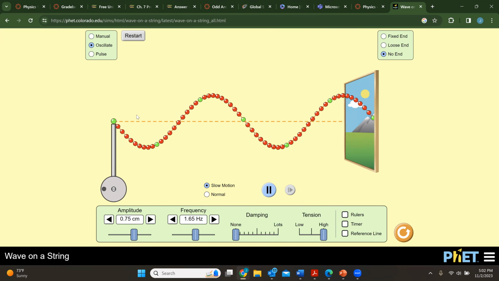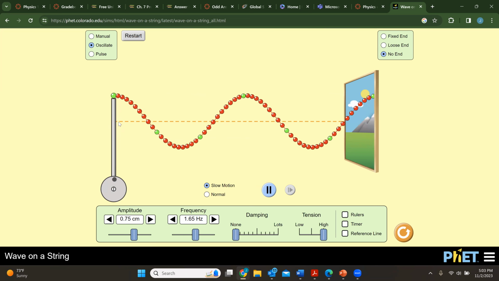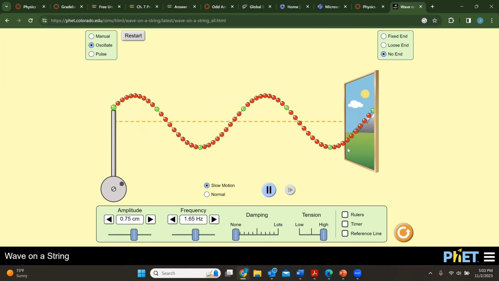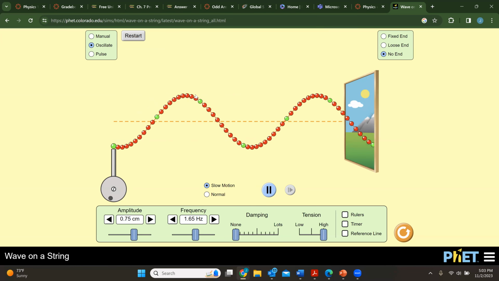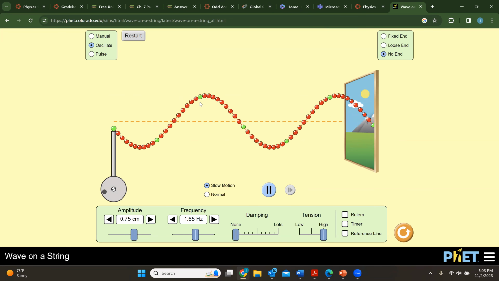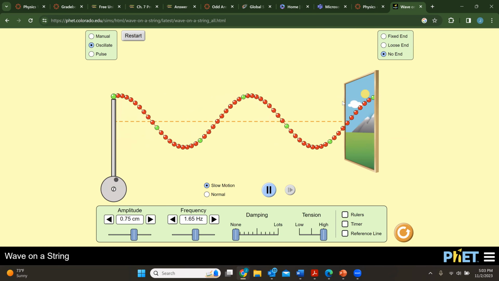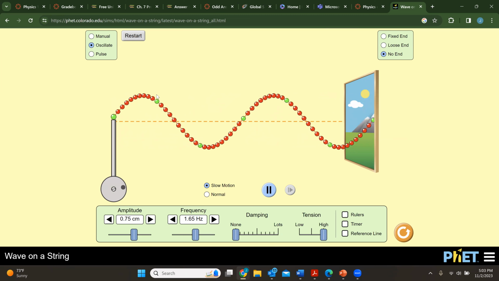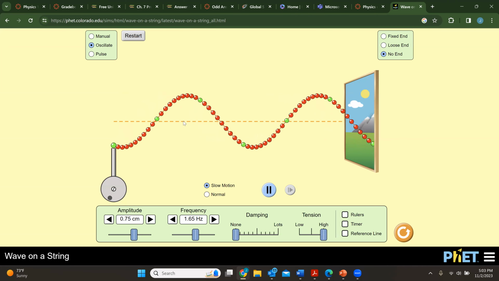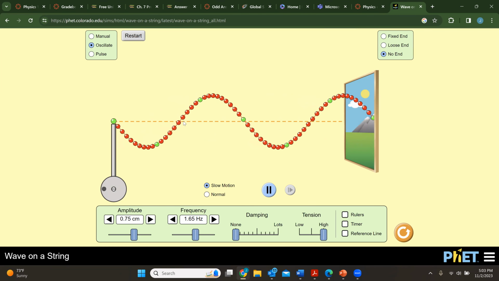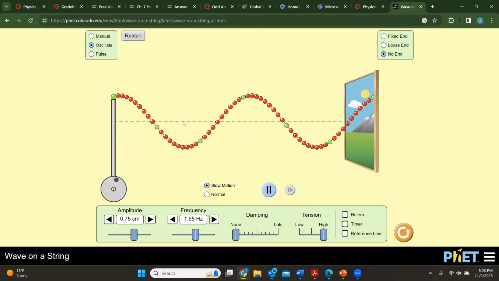The wave speed of this particular wave would be how fast these pulses are moving to the right. If the distance from this beginning dash line to this dash line was 10 feet, how long does it take this pulse to travel 10 feet? Say it takes 4 seconds to go from here all the way down to here. Then it travels 10 feet in 4 seconds, which is 2.5 feet per second. That's how we gauge the wave speed of a wave on a string.